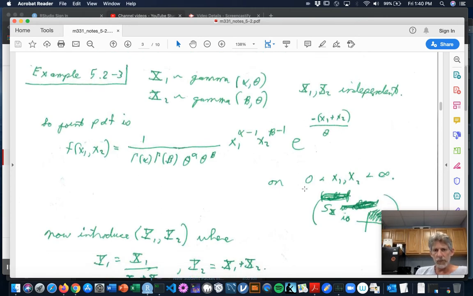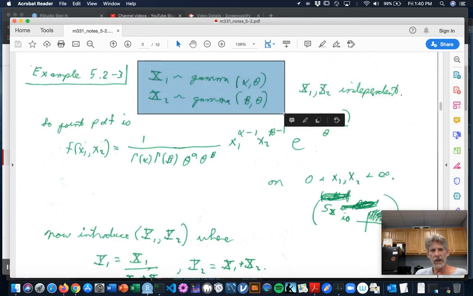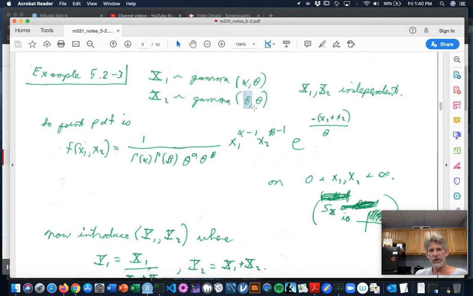So let's try an example. Let's say you've got two independent gamma random variables. One of them is gamma with shape parameter alpha, and the other is gamma with shape parameter beta, but they both have the same theta parameter. 1 over their rate is the same theta. So it's like you're waiting for alpha events when the average time between them is theta, and here you are waiting for beta events. That would be the case if these were whole numbers, but alpha and beta can be any positive real numbers.